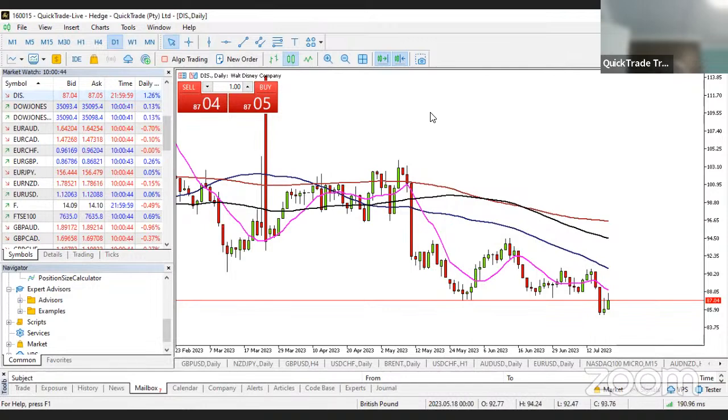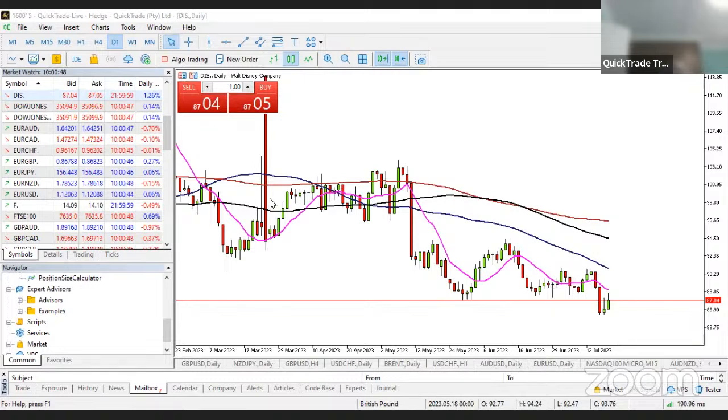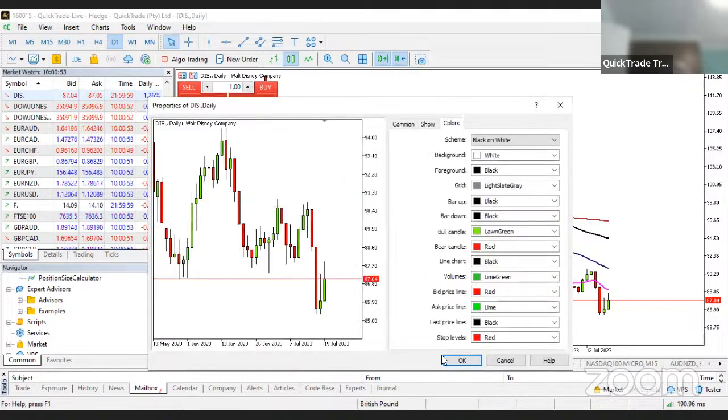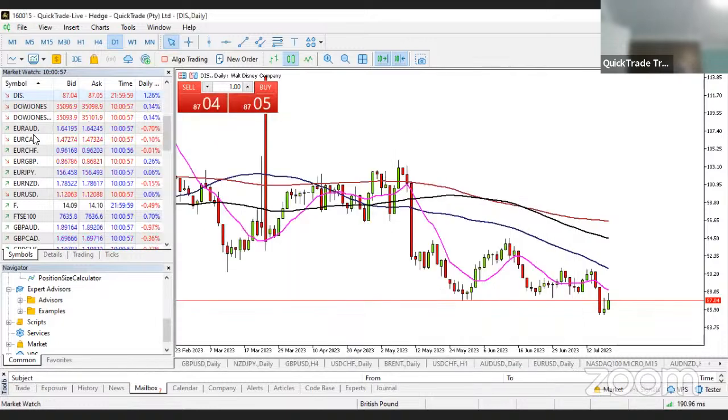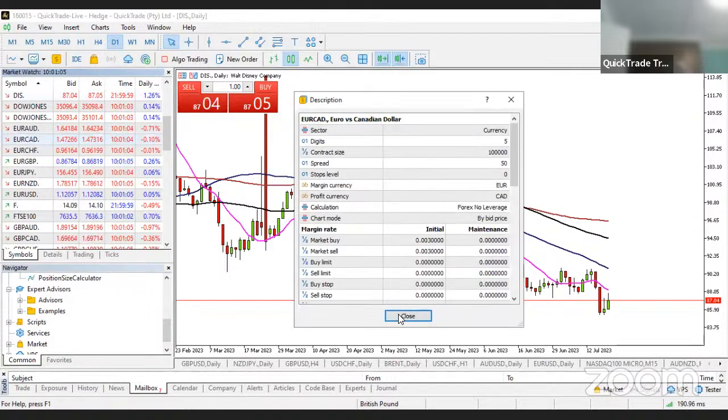If you want to change charts, all you do is right click, go to properties, and change it to your convenience, background, foreground, whatever you want to do, and save it. Simple as that. If you want any information about an instrument, just go there, left click on the one of choice, right click, and then go to specifications, which gives the details. You must understand what that means.